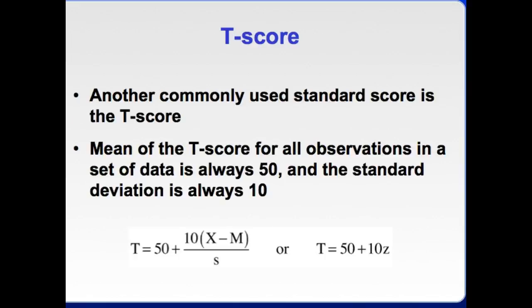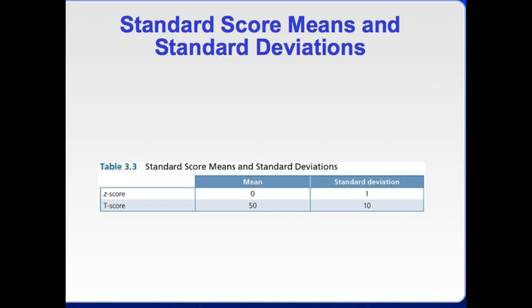T-score. Another commonly used standard score is a t-score. The mean of the t-score for all observations in a set of data is always 50, and the standard deviation is always 10. Here are standard scores, means, and standard deviations. Their z-scores and t-scores are represented.